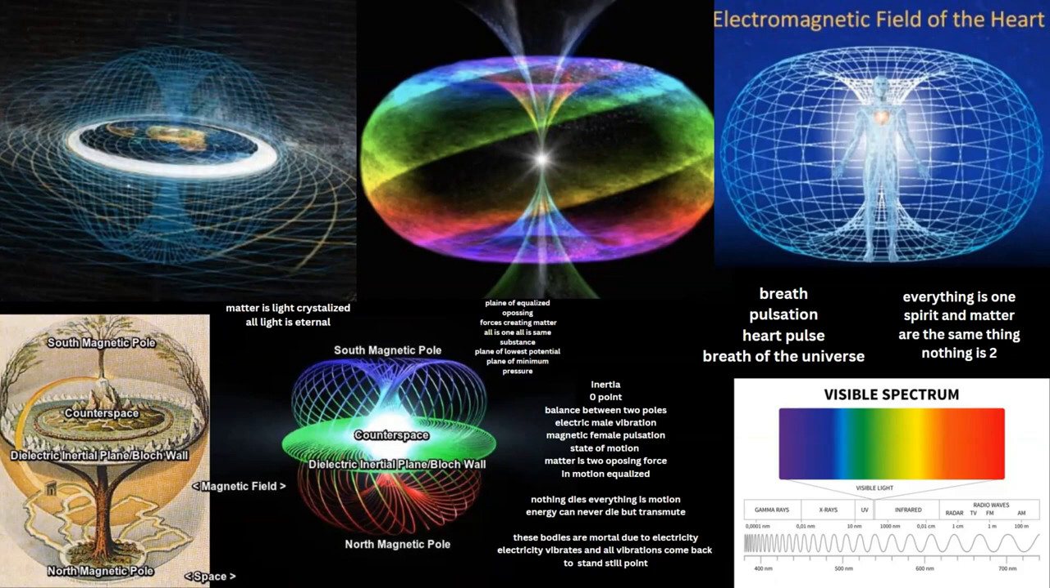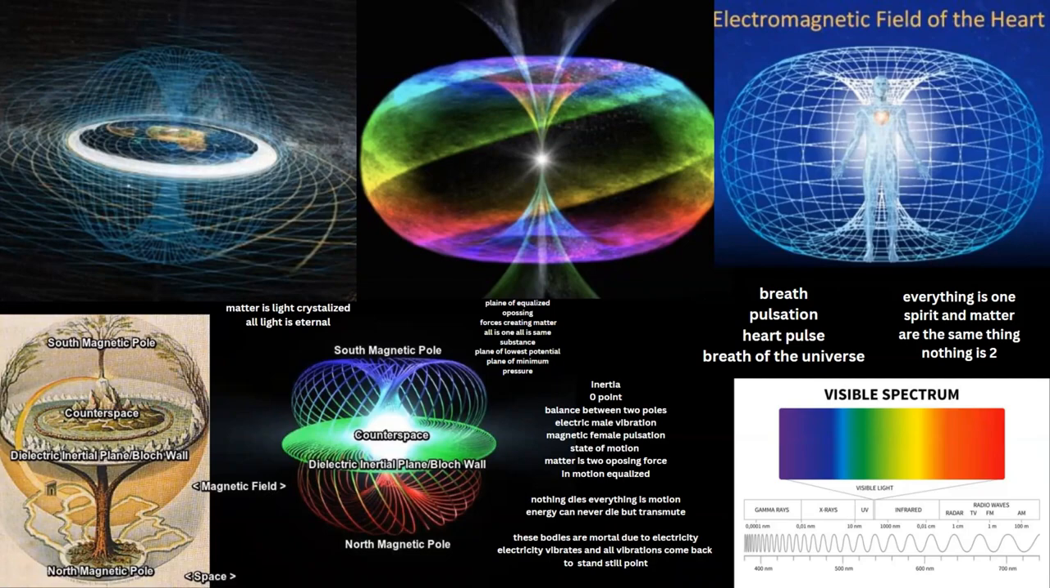Now this creates matter, because matter is two opposing forces in motion equalized. So these two forces coming together is what creates matter on this physical plane. And this is why we can't see the electromagnetic field, because it consists of one of the elements, which is either electric or magnetic. But when they combine together, it's what creates this physical plane, which is physical matter, which is light in motion.